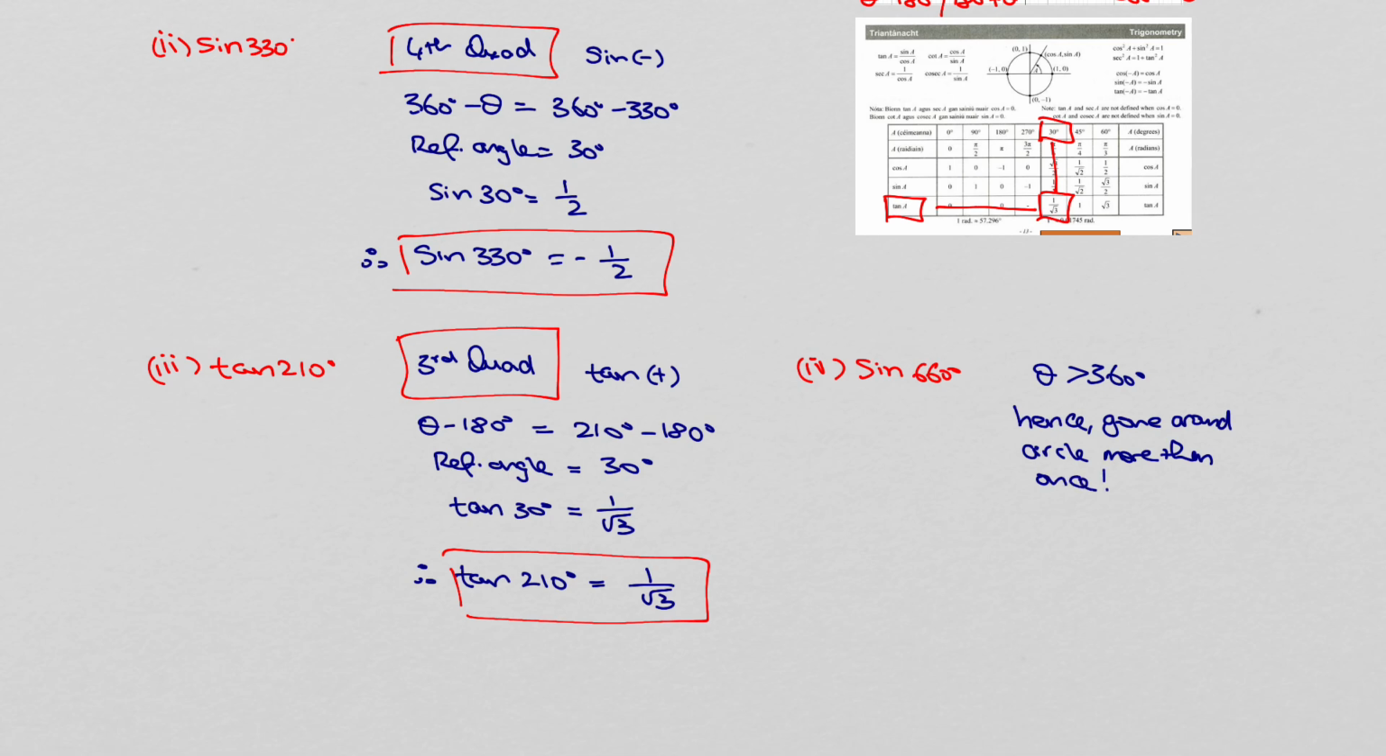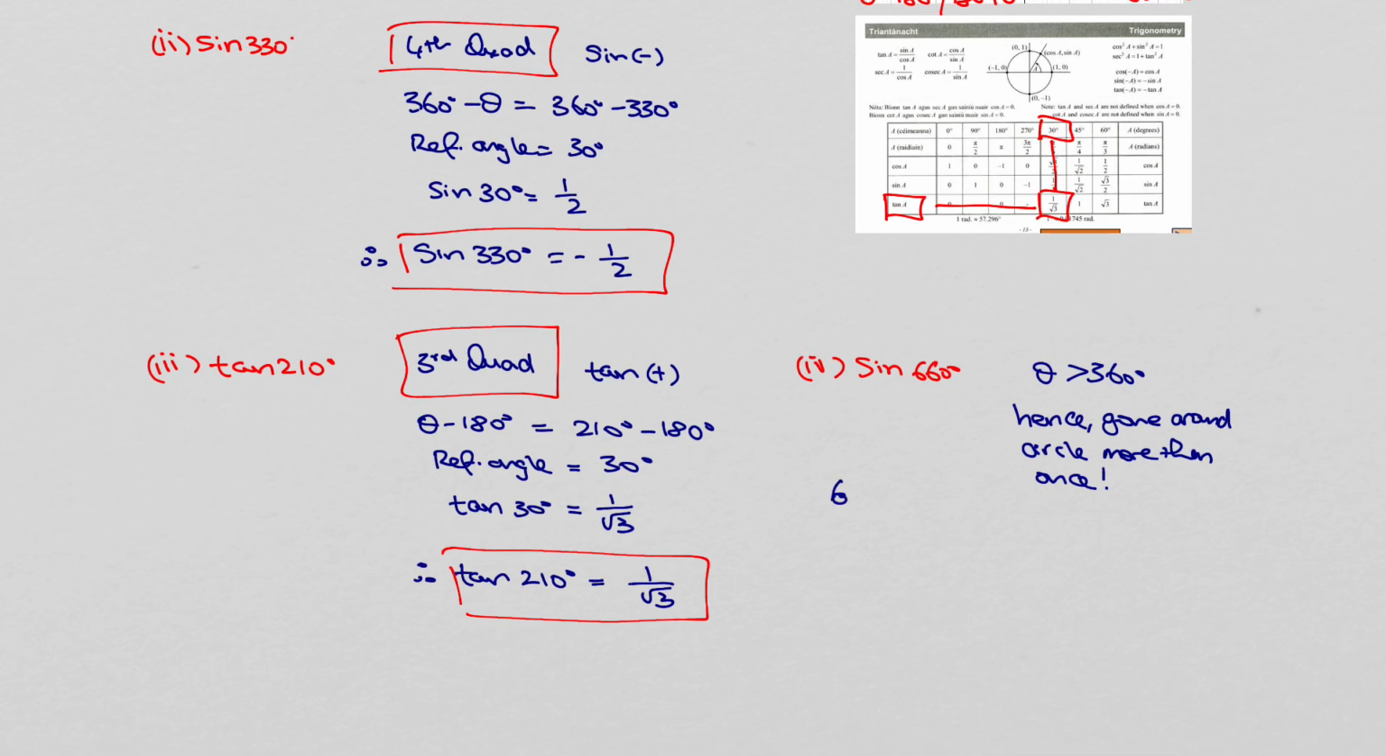So how many times have I gone around? Well, in order to figure out what 660 degrees is equivalent to, all I have to do is keep subtracting 360 degrees. So if I go 660 minus 360 degrees, that's the equivalent of 300 degrees. So in other words, 660 degrees is going to be the same as 300 degrees, which is the fourth quadrant. And in the fourth quadrant, sine is negative.